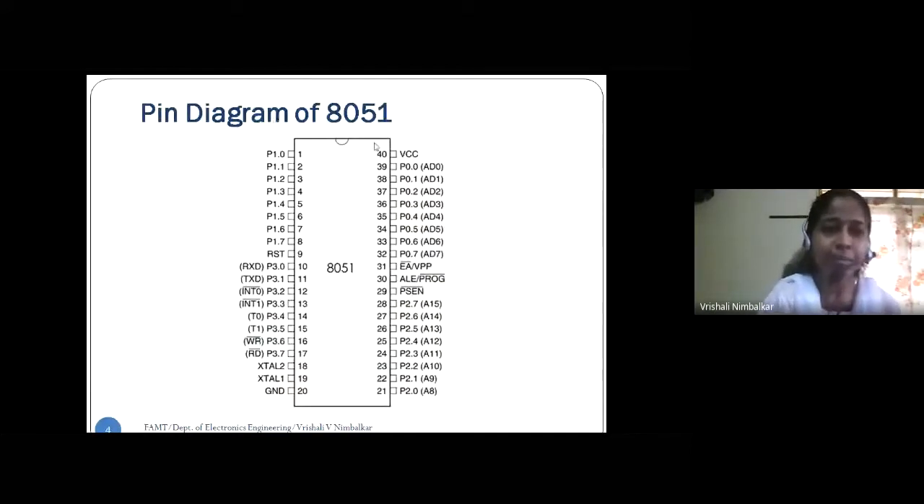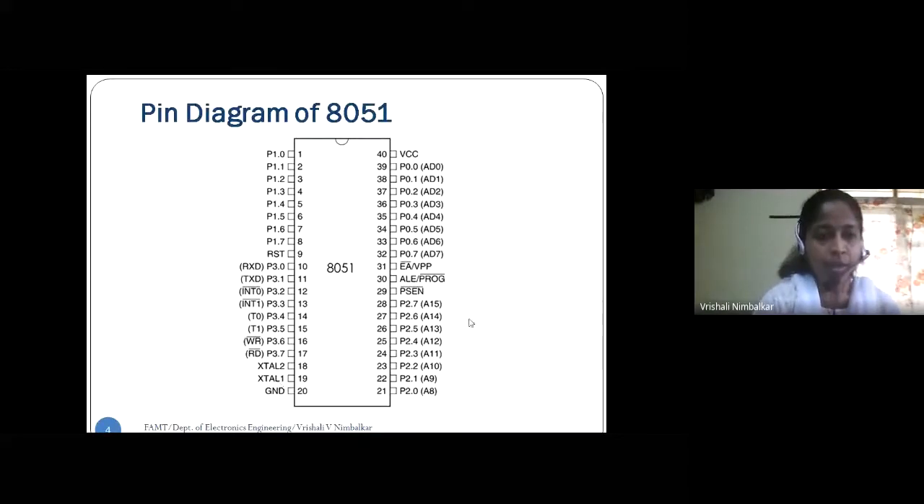So that's the pin diagram of 8051, pin number 1 to 20 and 21 to 40. Now, in a microcontroller, there should be 4 ports. Look at port 0 on the right hand side. On the left hand side, port 1. Then you have port 2, port 3. Correct? So these are the 4 ports. And see, important, VCC, ground, and the crystal oscillator pins XTAL1, 18 and 19, XTAL2.